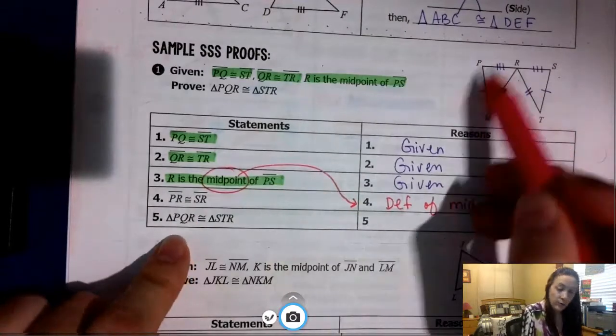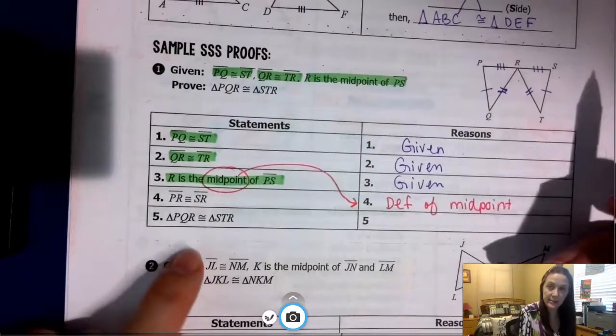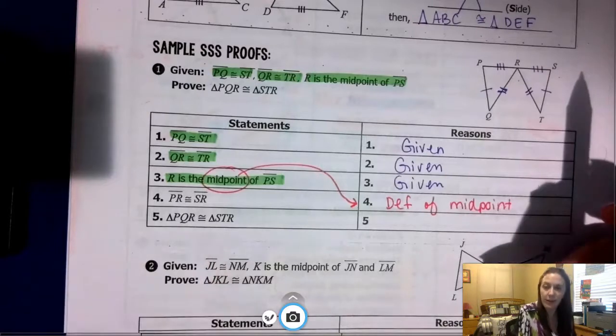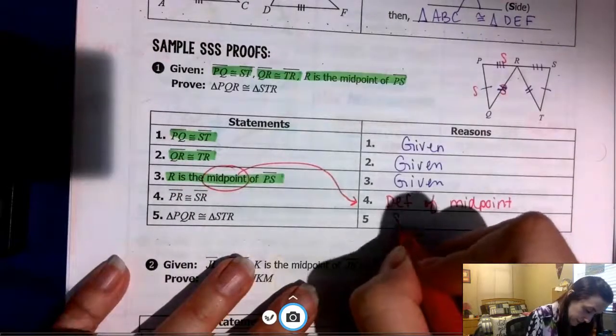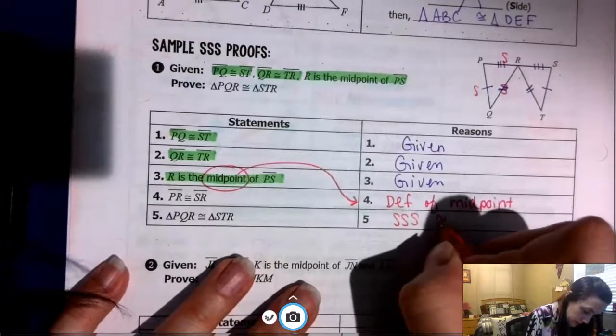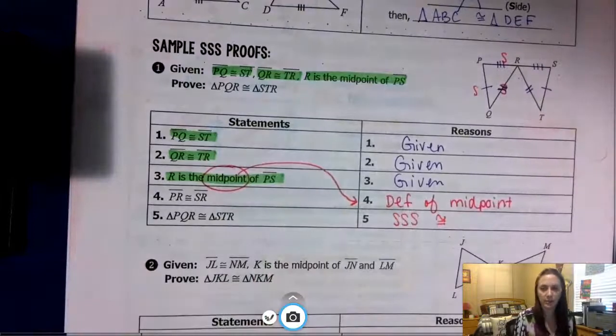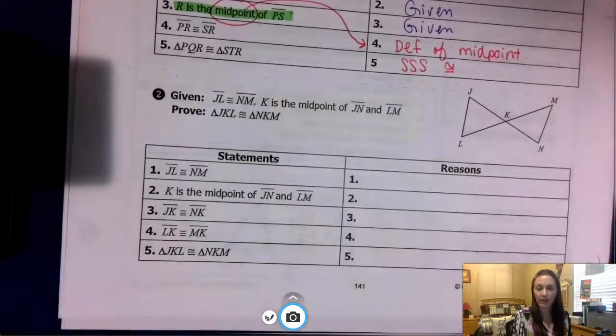Now, if I know this, can I say those triangles are congruent? Well, yeah, I have a shortcut that says if I know side, side, side, I know the triangles have to be congruent. And there you go, that's your proof. You just have to justify each step. So again, go ahead, pause, see if you can fill in anything on number 2, and then continue on.